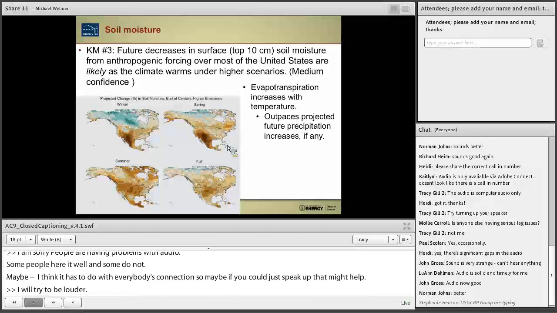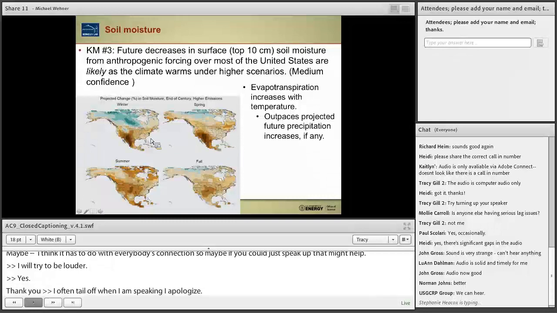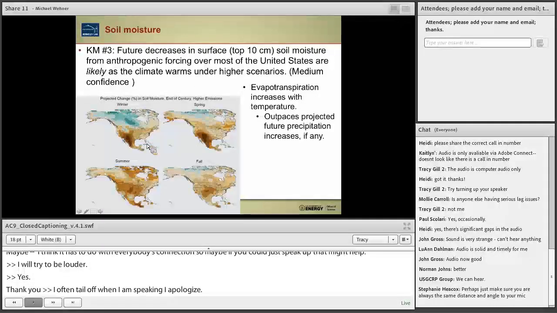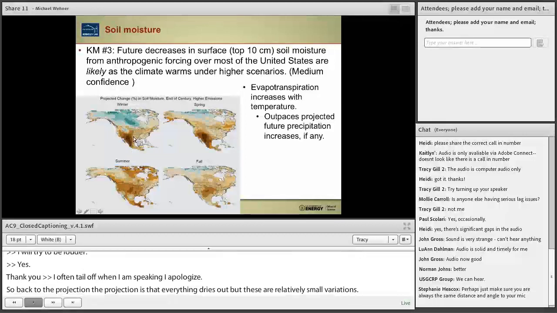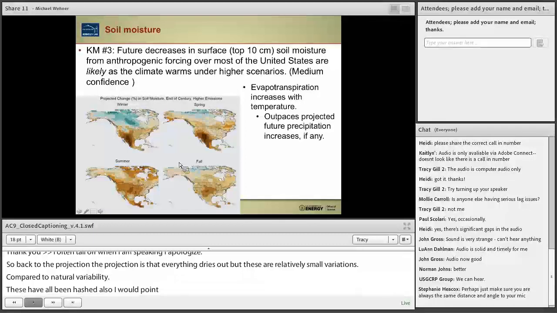Back to the projection. The projection is that everything dries out, but these are relatively small variations compared to natural variability. So these are all hashed, as opposed to stippled, which would say they were large. Also, I would point out that the big decreases in the winter and spring in the Southwest do not necessarily translate to the rainier periods in that part of the country.